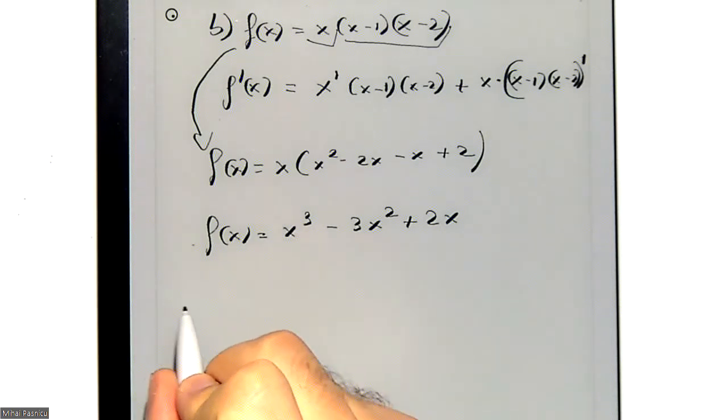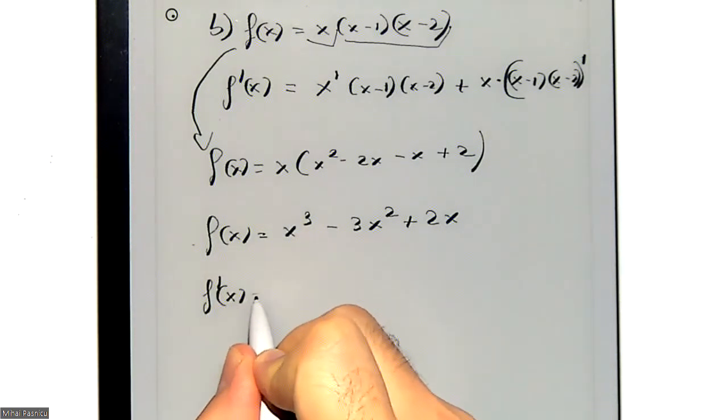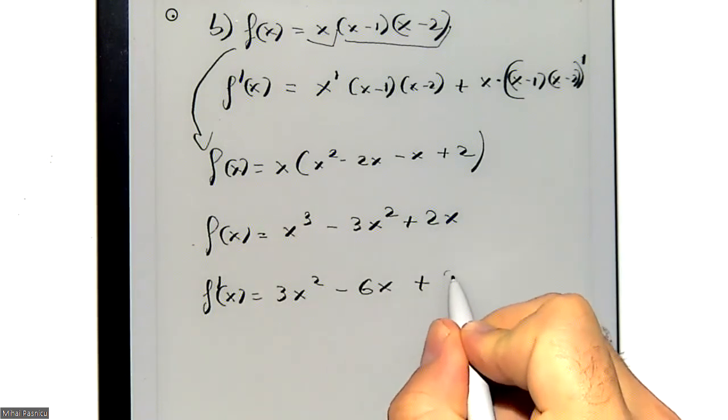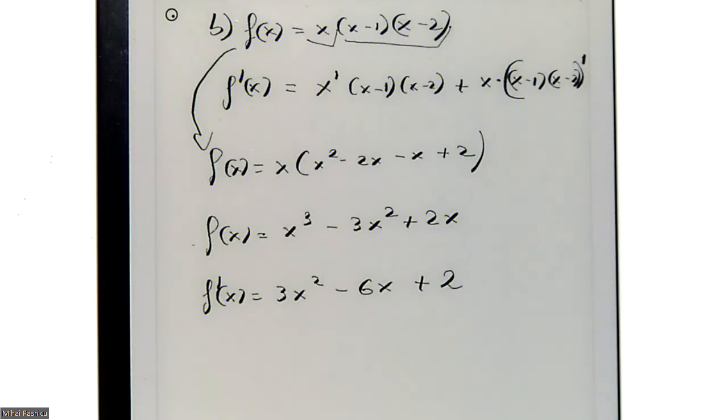Okay, cool. So my derivative then is just going to be 3x squared minus 6x plus 2. Okay, so this is the derivative. And as far as I remember, it asks us where it increases, decreases.